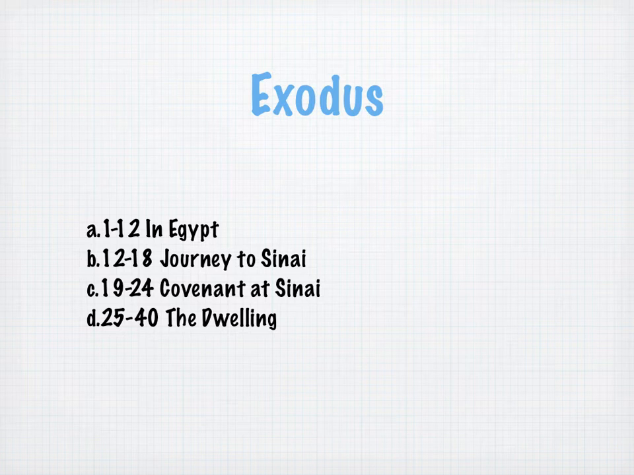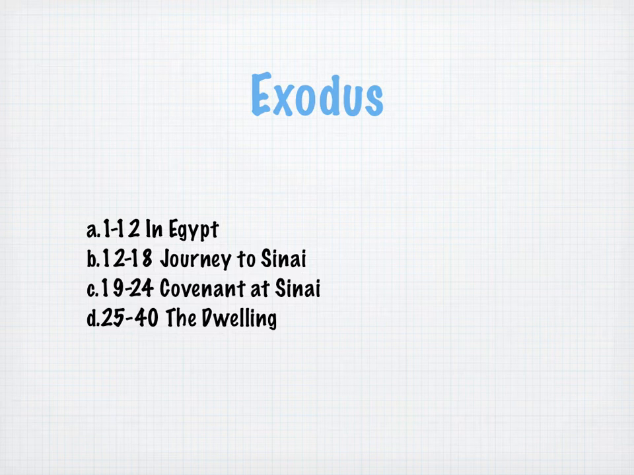The book of Exodus begins with God's people in Egypt and describing their condition, and God calling Moses to lead them out. And so in these first 12 chapters, we have the story of the plagues, the actual departure from Egypt itself. Then the journey to Mount Sinai, which includes the crossing of the Red Sea.